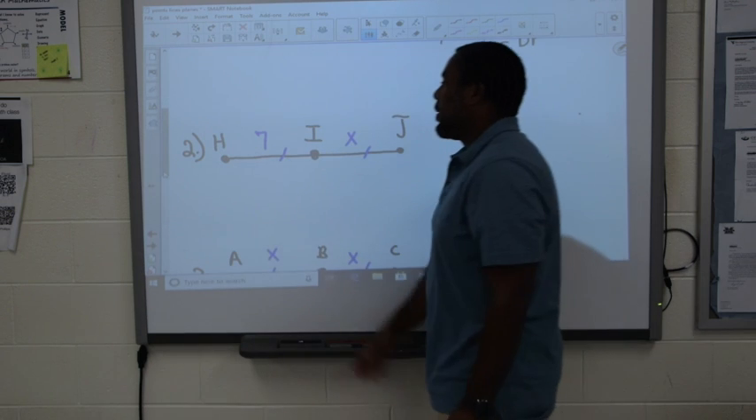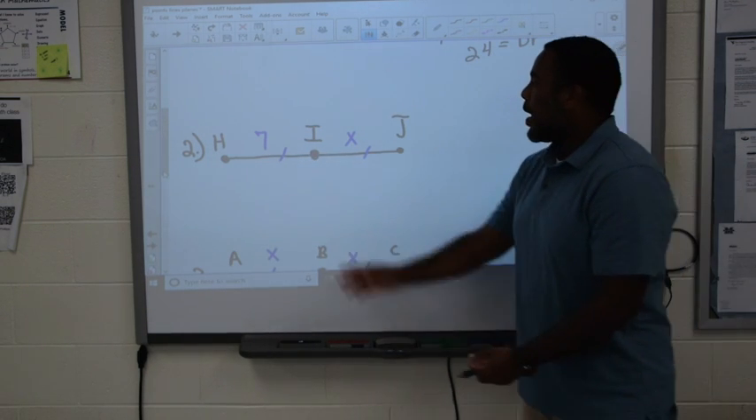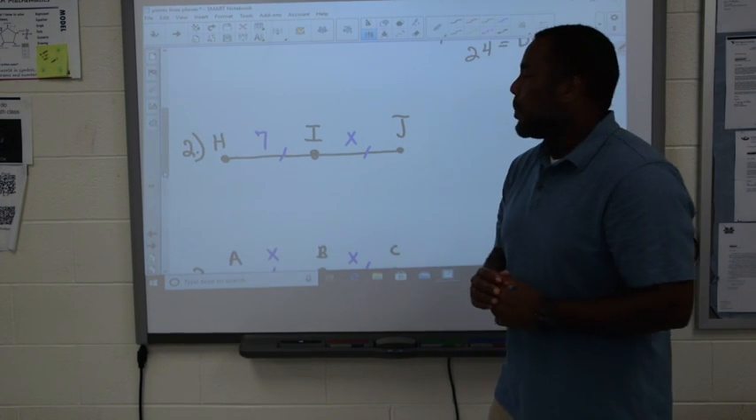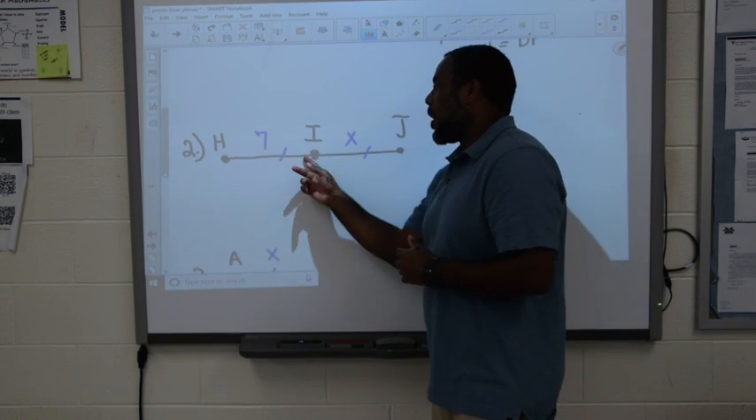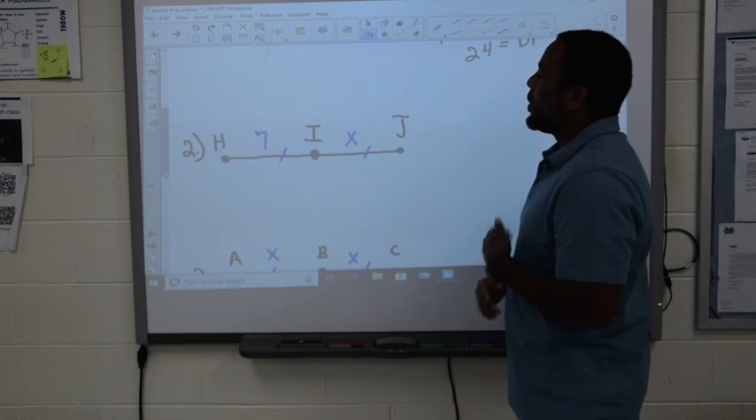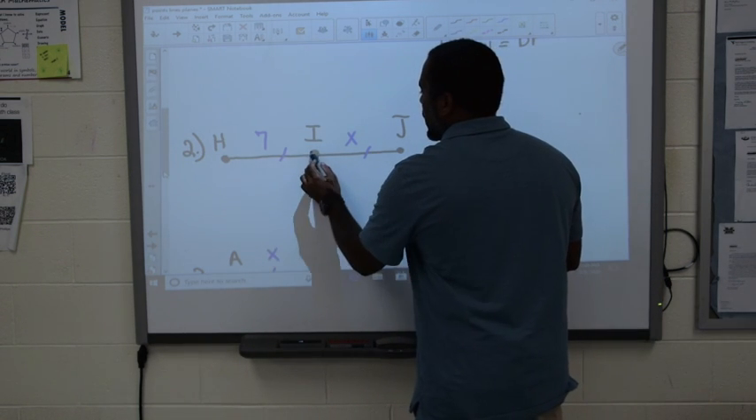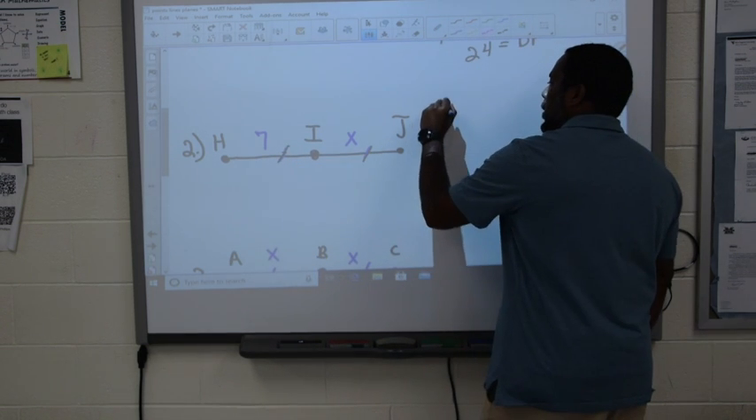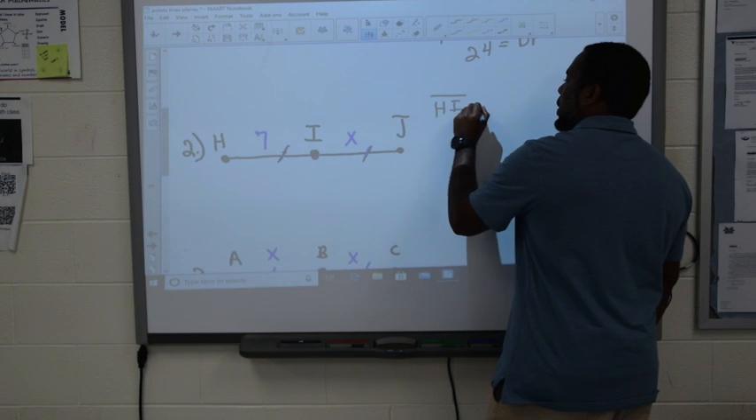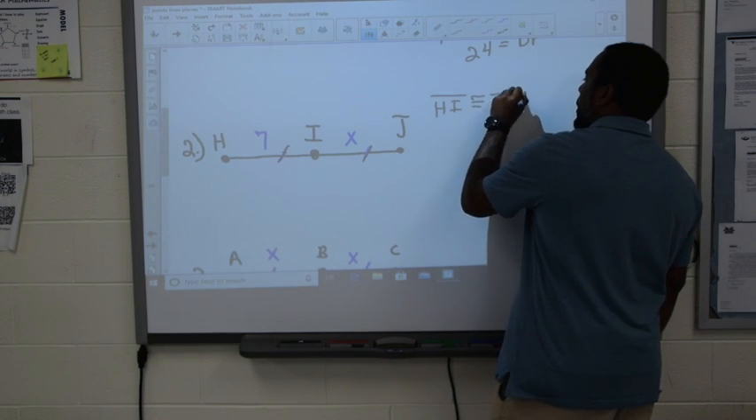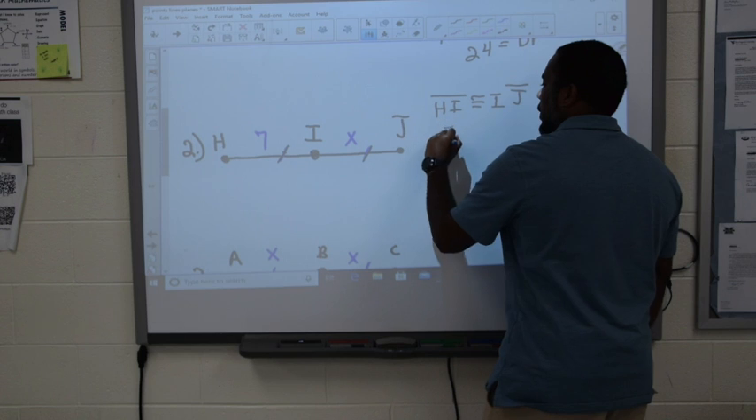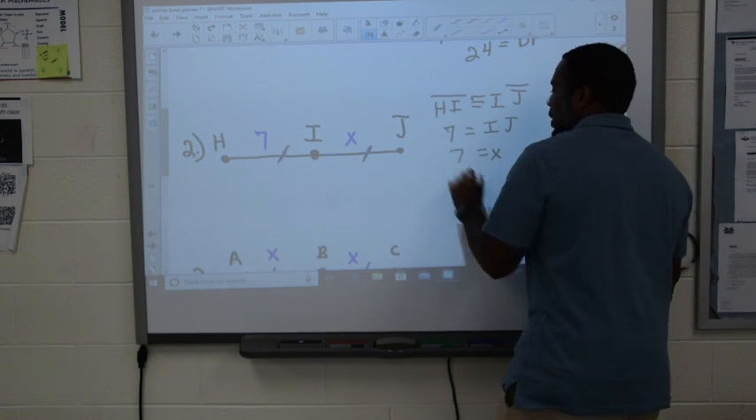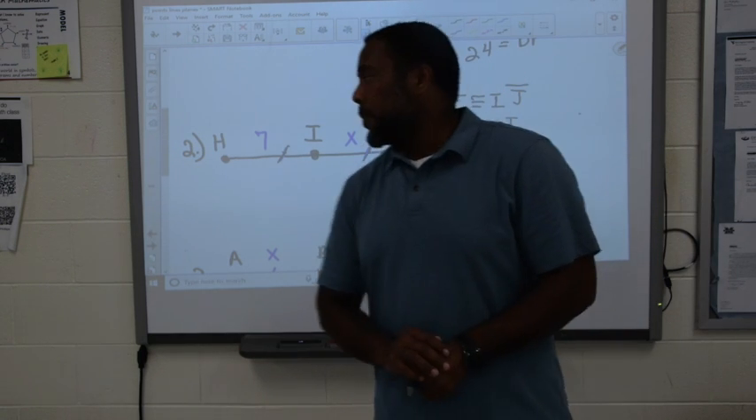And we are looking at HI is 7, IJ is X. We don't know what that is. We do know that I is in the middle because it's a midpoint. It says that HI is congruent to IJ. And we can just substitute: 7 is equal to IJ, which is X. So here we have X is equal to 7. Pretty simple problem, pretty straightforward.